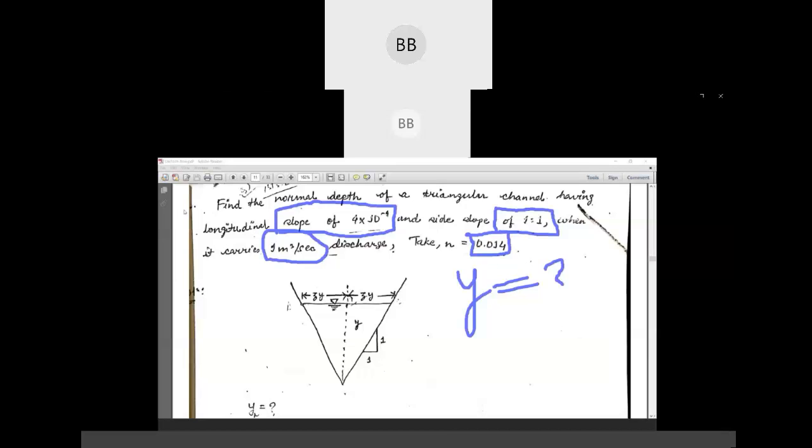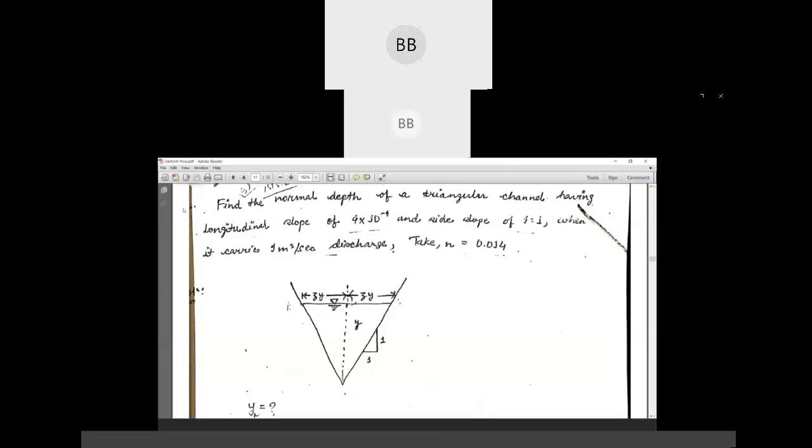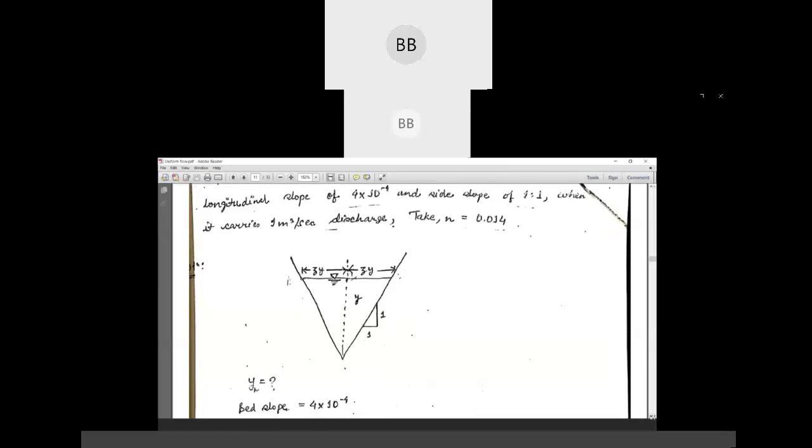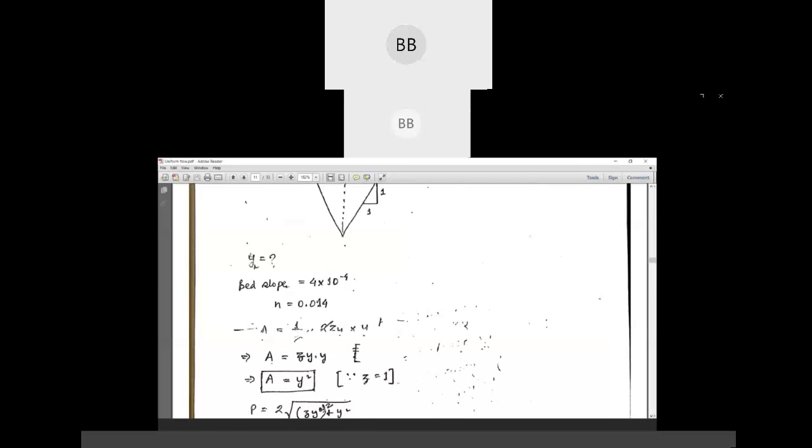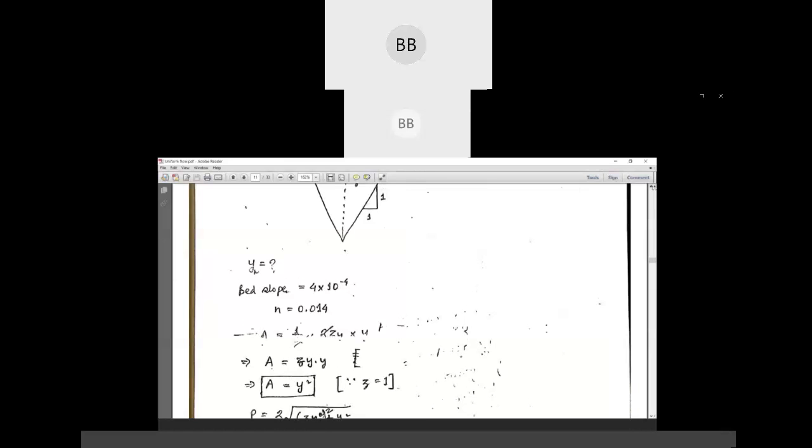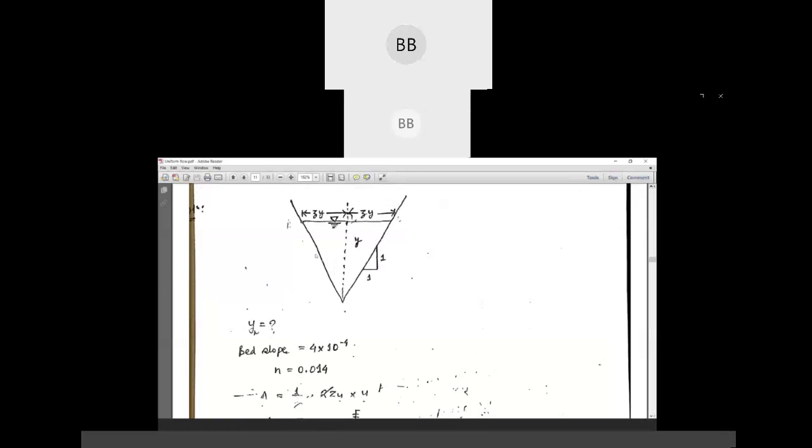Slope is given. So depth of flow we need to calculate. Bed slope is given, n is given. So first you use the area equation, half into base into altitude. This is similar to your previous case that we have discussed, as your 1 is to z. If you consider the side slope is 1 is to z, then this will be your zy.